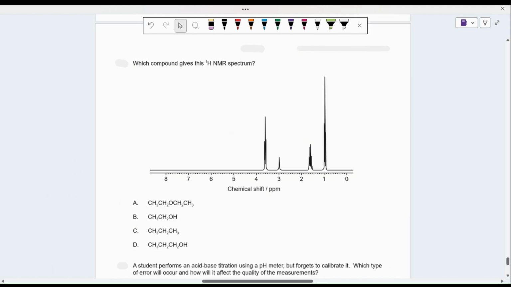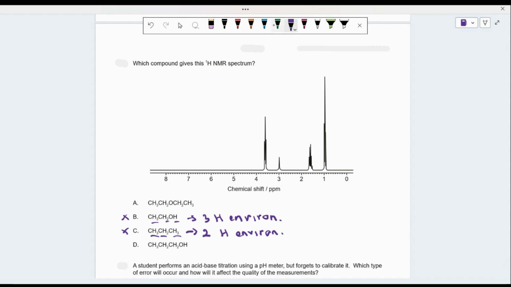Almost at the end. Which compound gives this H NMR spectrum? So we have 4 hydrogen environments. From the start, it can't be B, it can't be C. They only have 1, 2, 3 hydrogen environments. And this is very symmetrical, so in fact there will only be 2 hydrogen environments. This will have 3 hydrogen environments. Now, is it A or is it D?